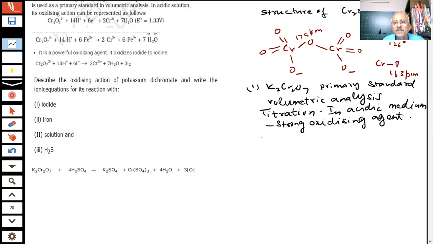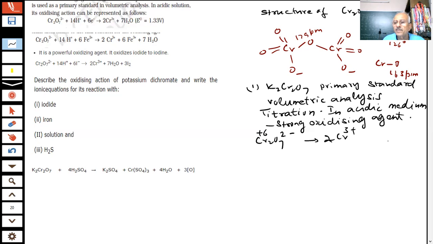Chromium in Cr2O7 2 minus is in which oxidation state? Chromium +6. So it is going to chromium 3 plus. So +6 is converted into chromium 3 plus, which is a stable oxidation state of chromium. Chromium 3 plus will be what configuration?